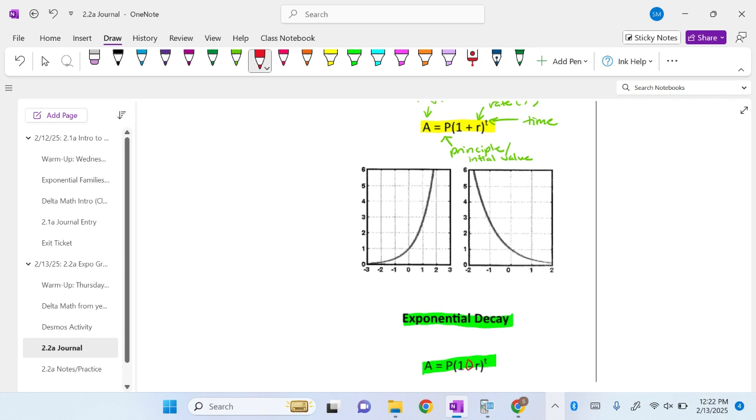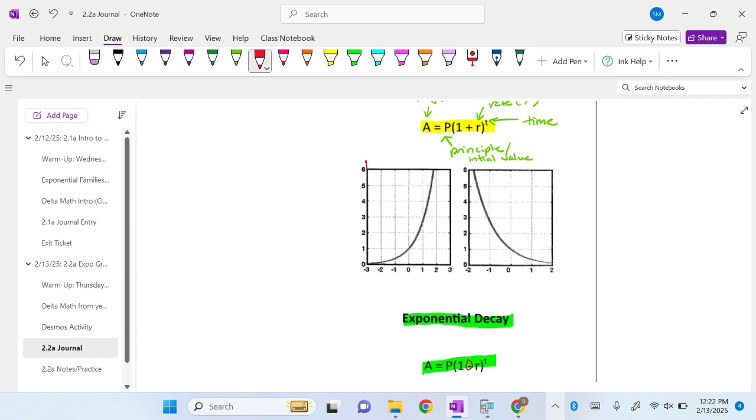So one of those graphs up there is an exponential growth. One of them is an exponential decay. Which one do you think is which? So first off, which graph do you think represents growth? The left or the right one? So let's do this. Hold up one finger for left, two for right. 1, 2, 3, go. All right, it's actually the left.